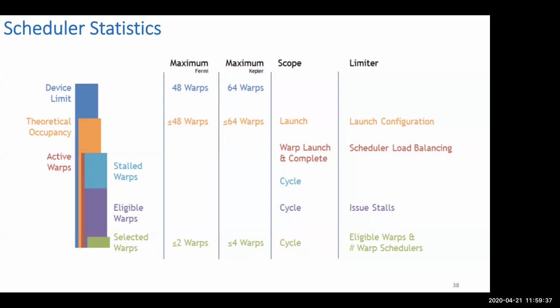Then out of all the active warps, the warps can either be eligible to execute or not eligible to execute. That is, eligible and stalled. So a warp is stalled if, Carl?